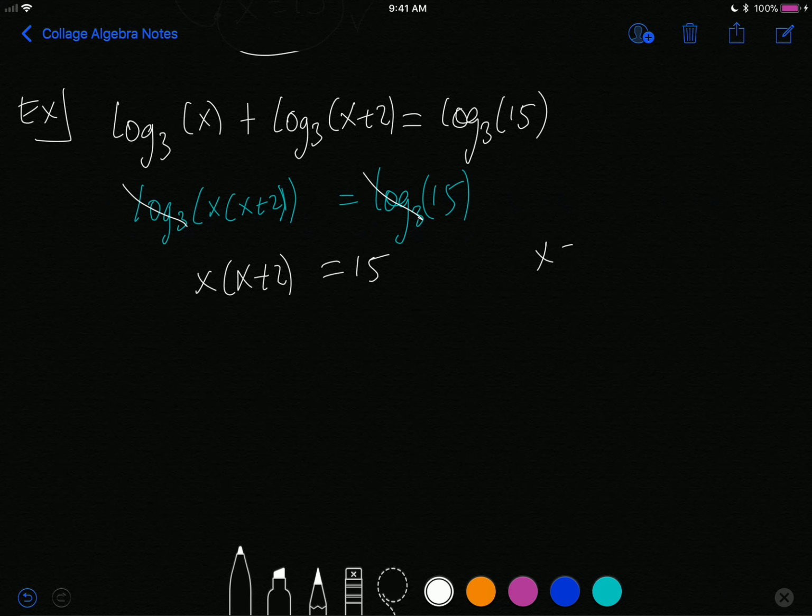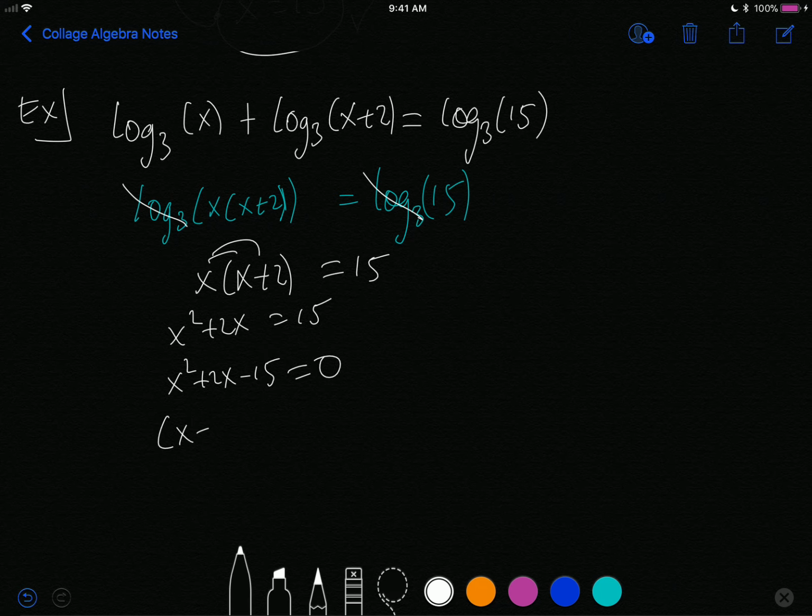By the way, no, x does not equal 15 and x plus 2 equals 15. This is simply incorrect. You have to use the zero product property, so you have to set the equation equal to 0 to get the answer. This right here is a common mistake, so be careful. Distribute the x, that is x squared plus 2x equals 15. Take the 15 over, x squared plus 2x minus 15 equals 0. And this thing factors, x plus 5, x minus 3, and so I get that x equals negative 5, and I get that x equals 3.